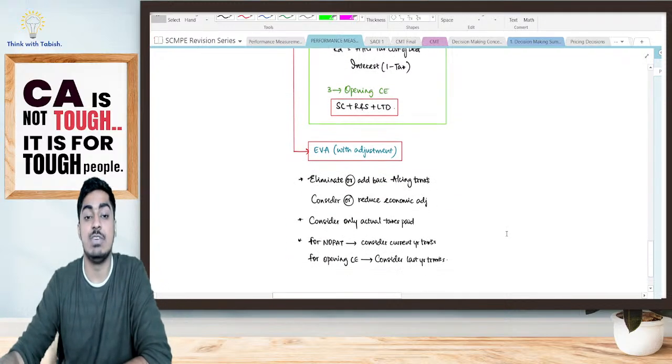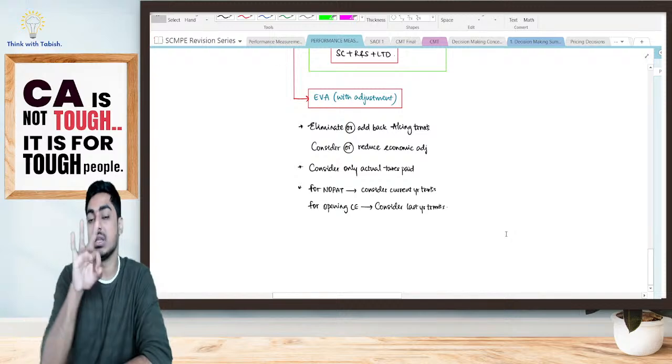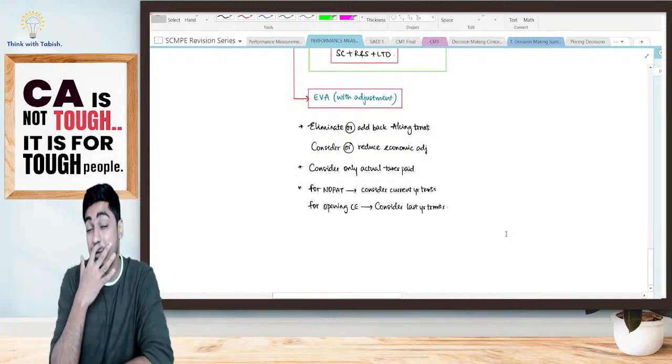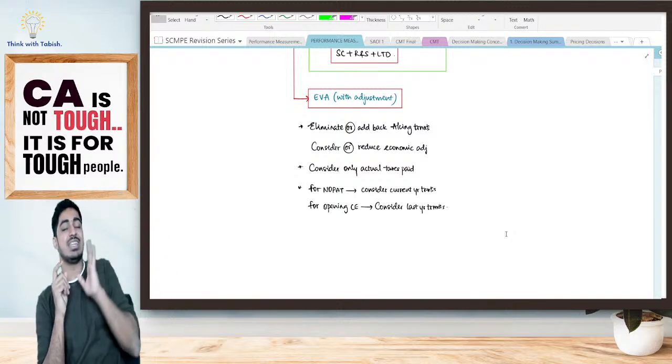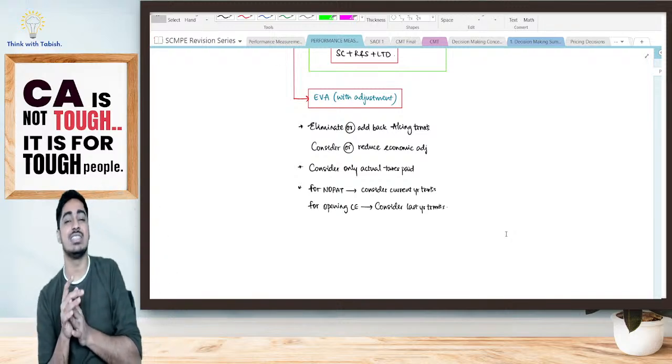Now, EVA with adjustments, yes, we have told students in the class, we have to eliminate the accounting manipulations. So, what do I have to do? Accounting adjustments, generally only cost related adjustments will be given.